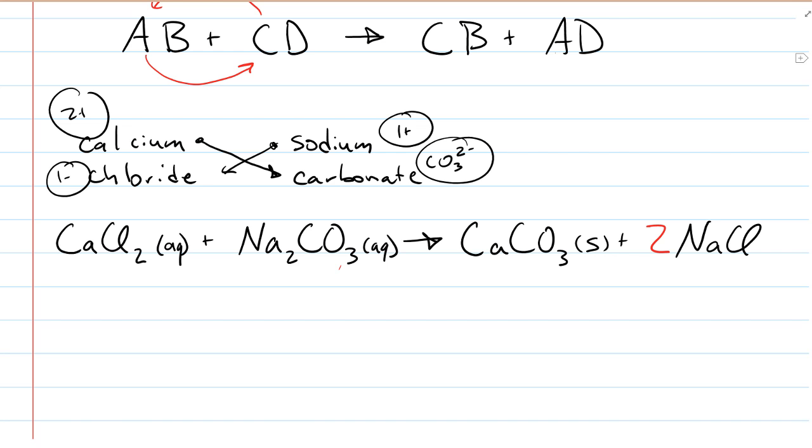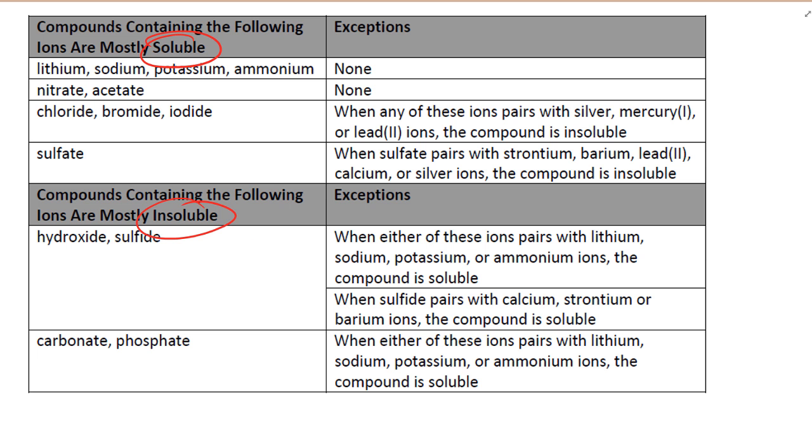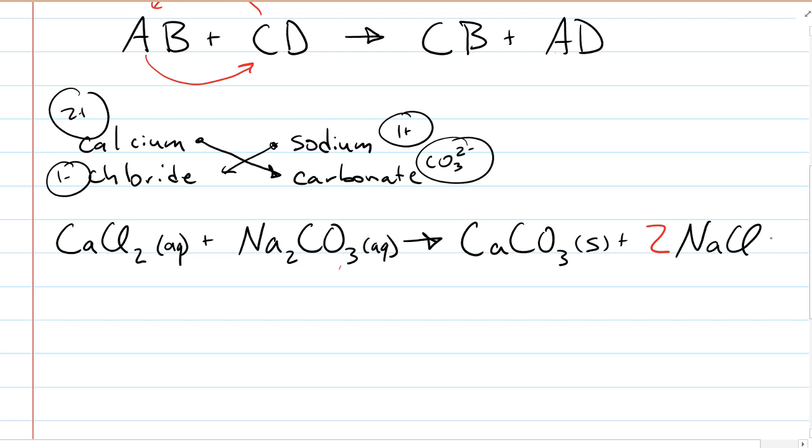And then if we look up sodium chloride, we find sodium ions right up here. If a compound contains a sodium ion, it is soluble with no exceptions. But soluble with no exceptions, we can go ahead right away and phase label would be aqueous. So again, if it's soluble, it's aqueous. If it's insoluble, it is solid.